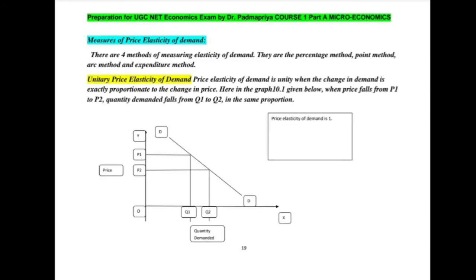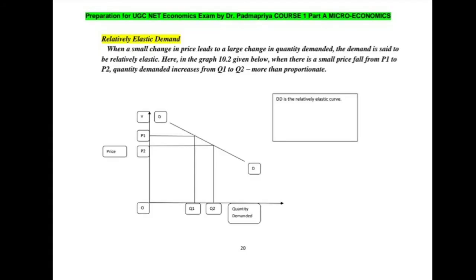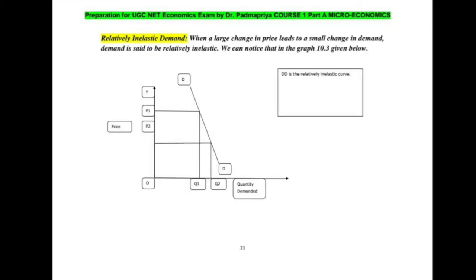There are certain measures of price elasticity of demand like the ARC method, expenditure method and so on. What is unitary price elasticity of demand? Price elasticity of demand is unity when the change in demand is exactly proportionate to the change in price. Relatively elastic demand is when a small change in price leads to a large change in quantity demanded. Then we have relatively inelastic demand, when a large change in price leads to a small change in demand.